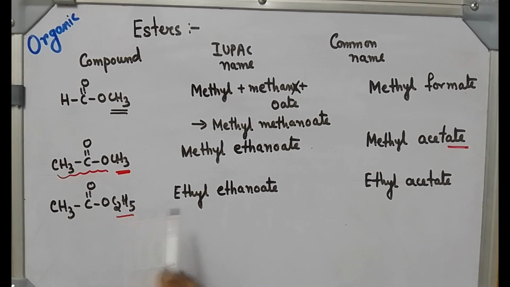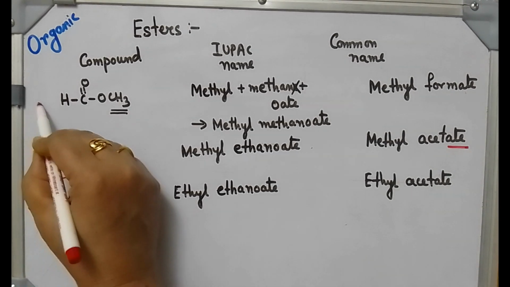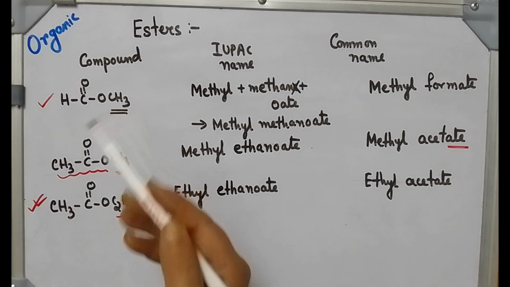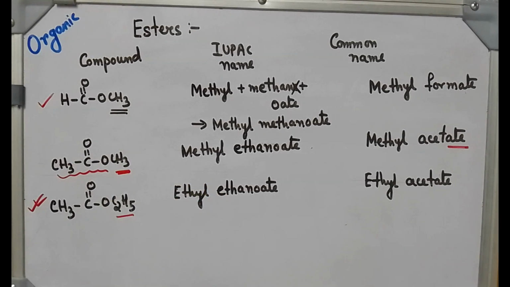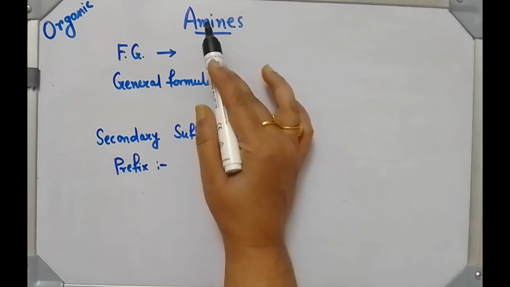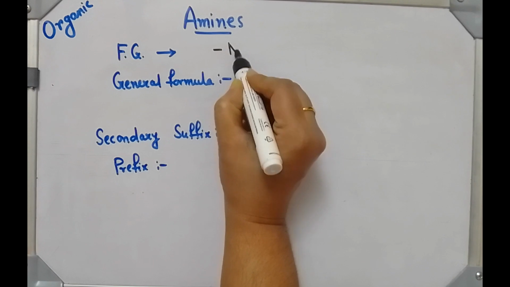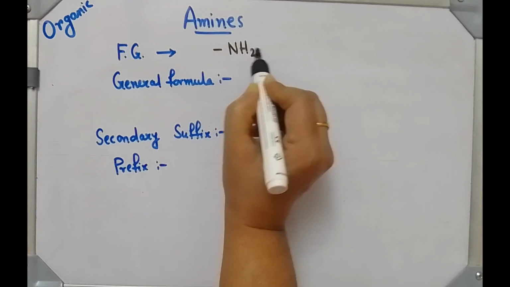Next compound, CH3COOC2H5. So this is ethyl ethanoate, and its common name is ethyl acetate. This is a very important compound, and this is the first homologue of the ester series. Next homologue is this one. Now see, the next functional group is amine. This is the structure of amine.